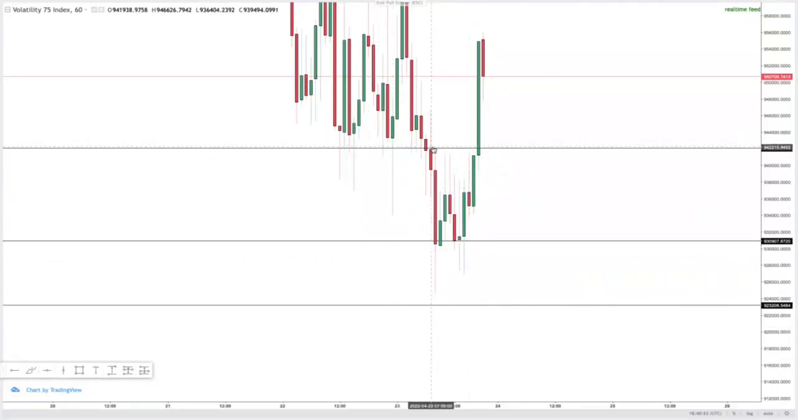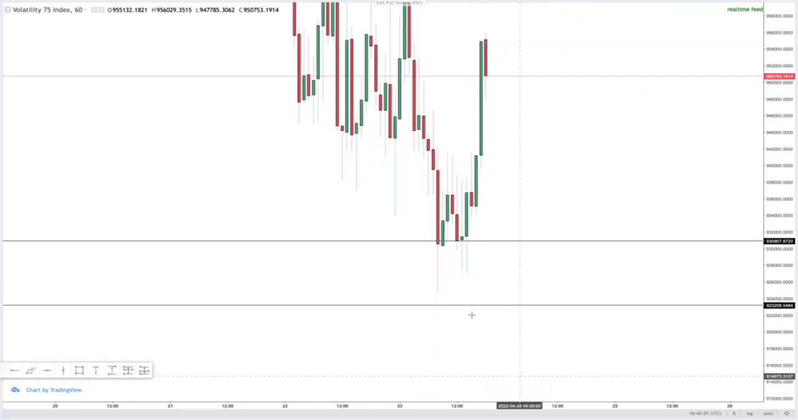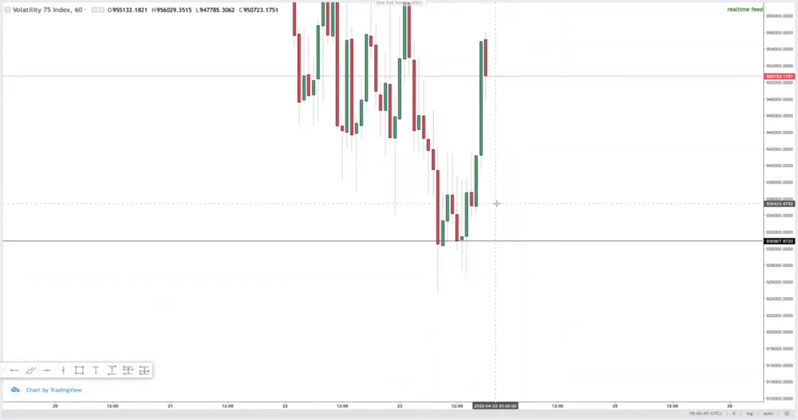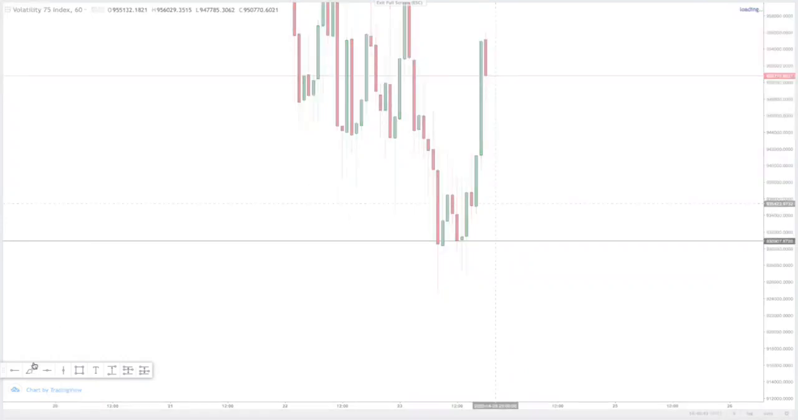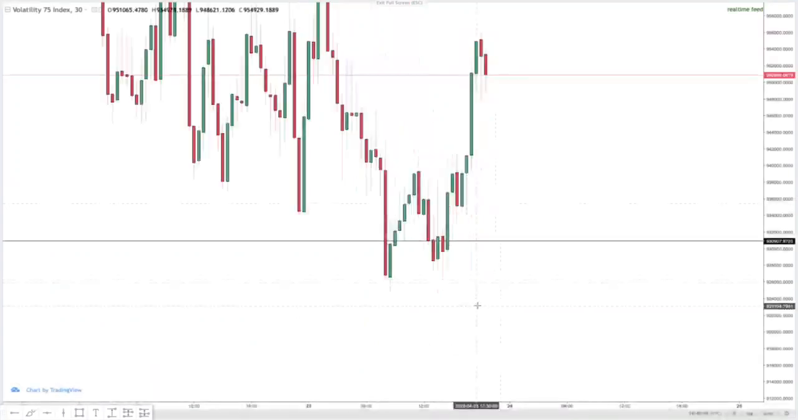Do you remember when you talked about the re-entry? Hello? Yes, we talked about re-entry. Yes. Yeah, and you said we usually find them in lower time frames. Yes.